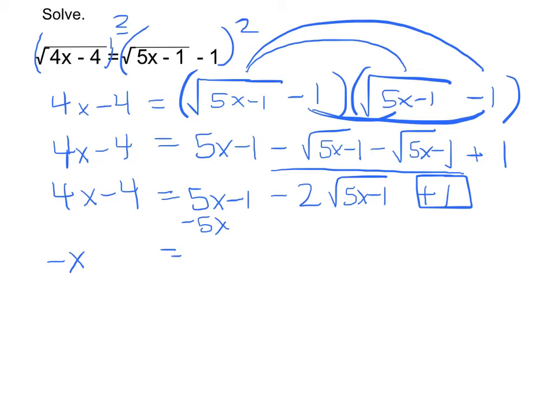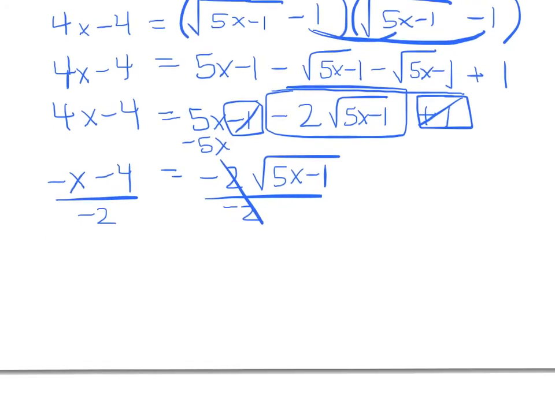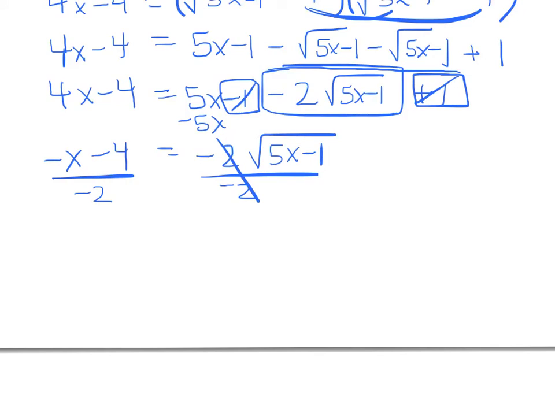This negative 2 root 5x minus 1, I'm going to box that in. That's one big unit. So this plus 1 and this minus 1 cancel each other out. So I just have minus 4 still over here. And then I have negative 2 root 5x minus 1. So then I can divide both sides by negative 2. So I'm going to divide all of this by negative 2. That cancels out. And I'm just going to simplify this to 1/2 x plus 2 equals root 5x minus 1.